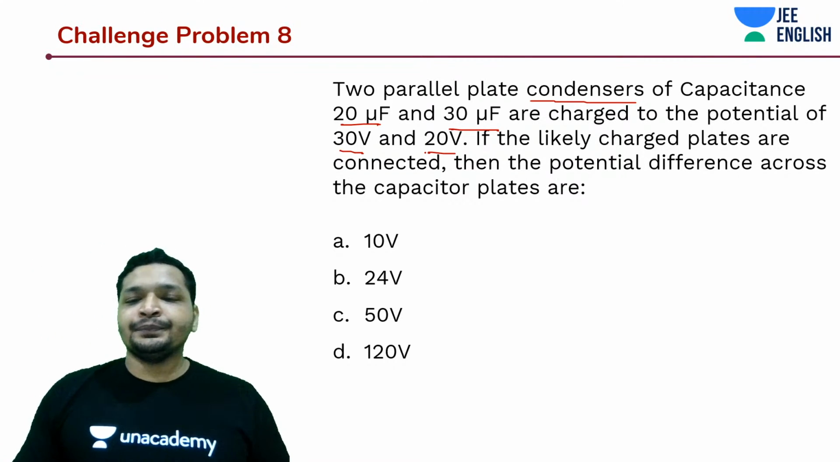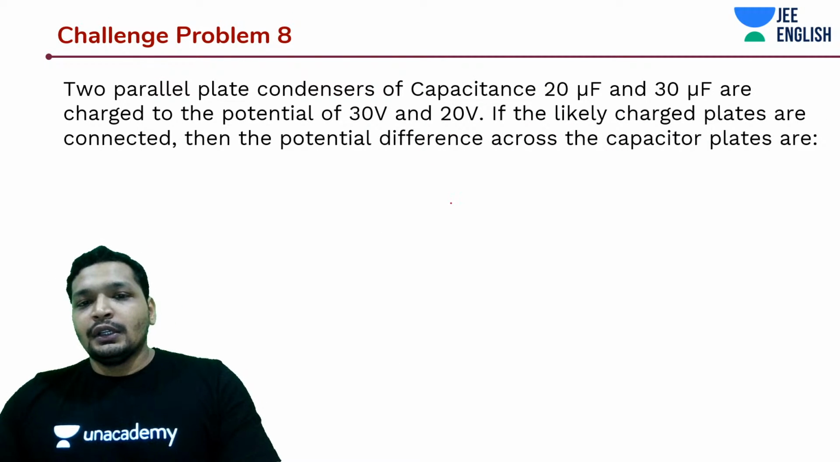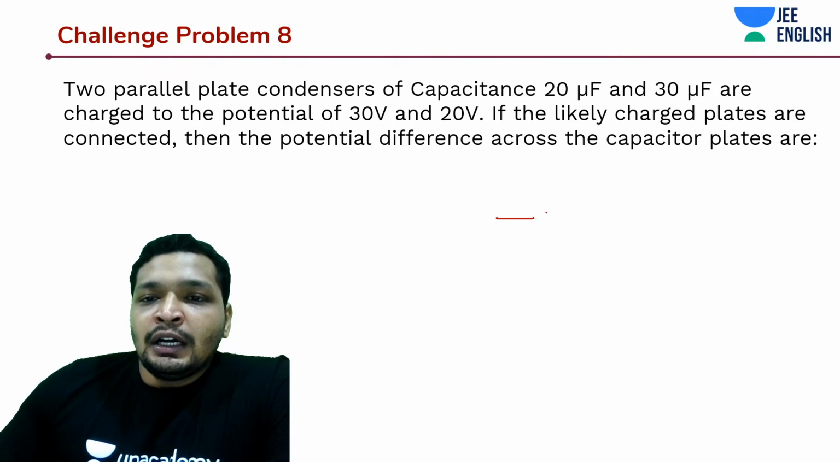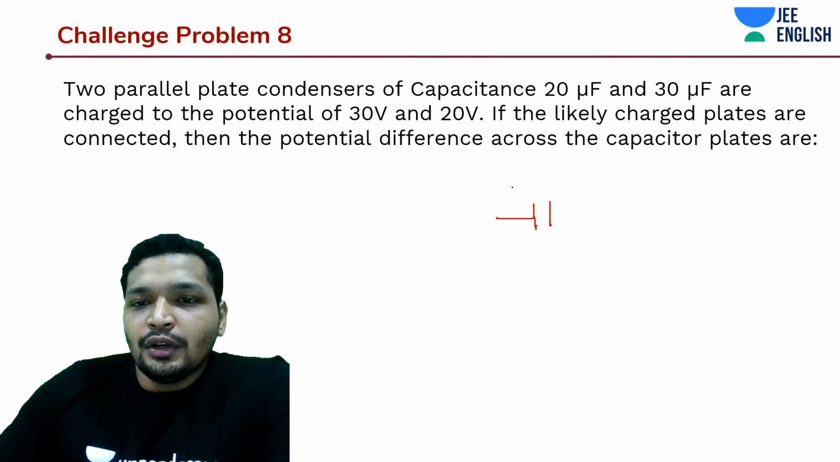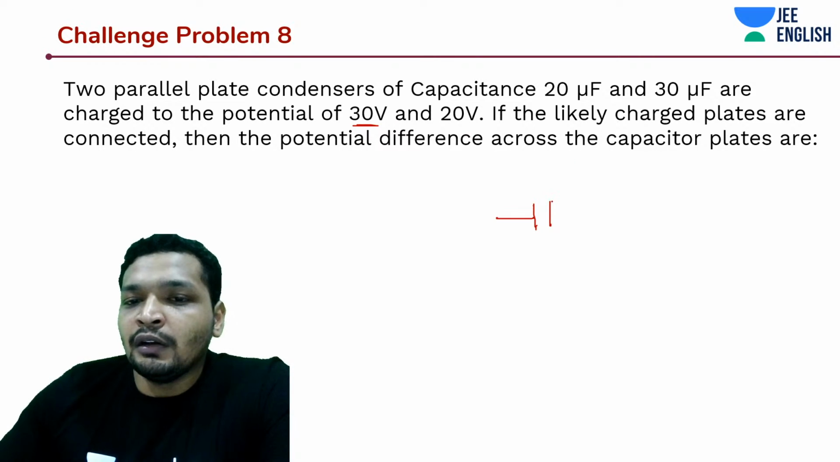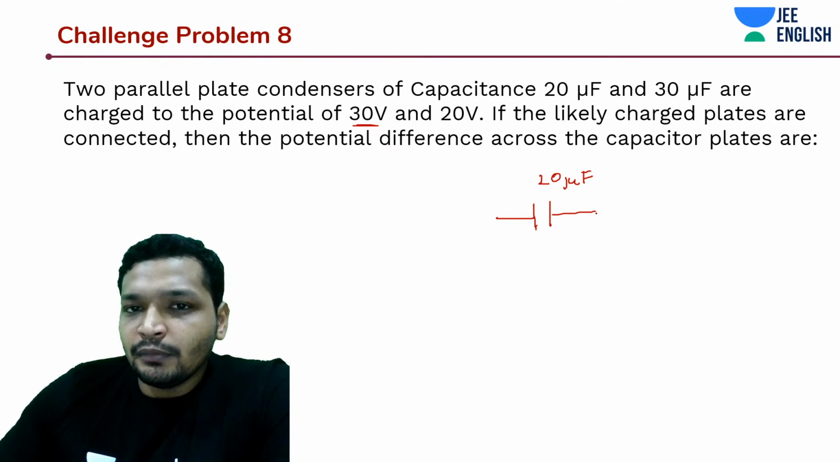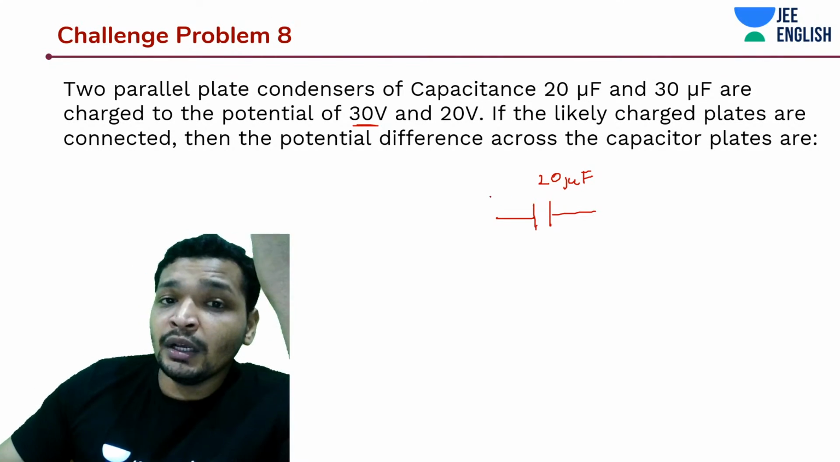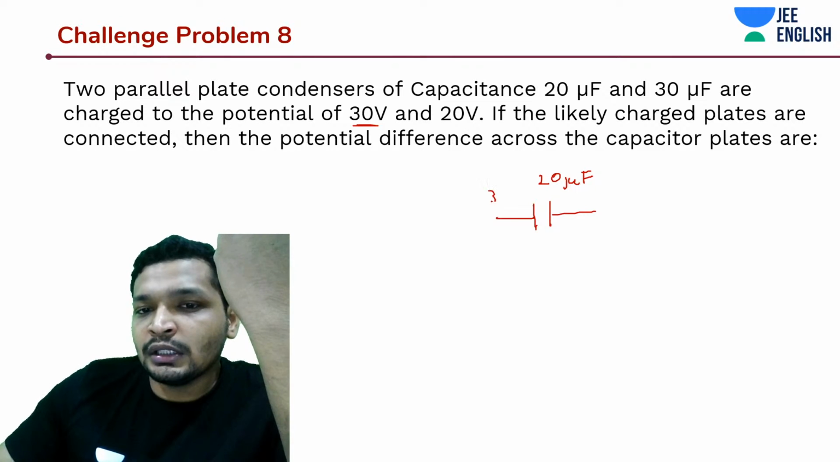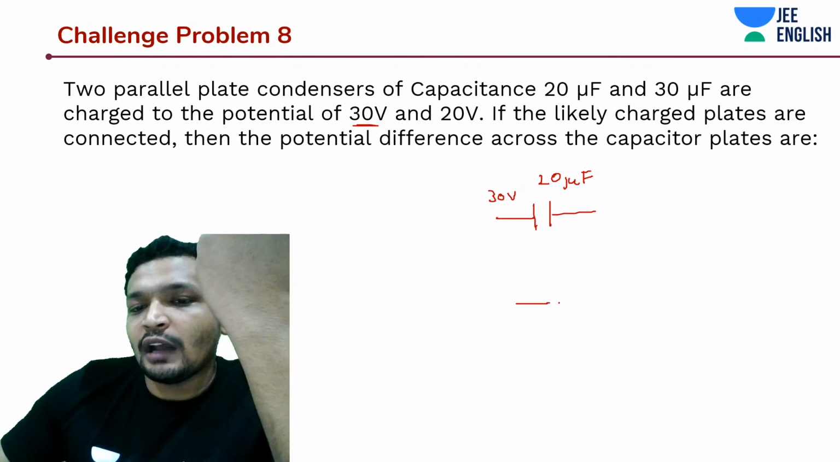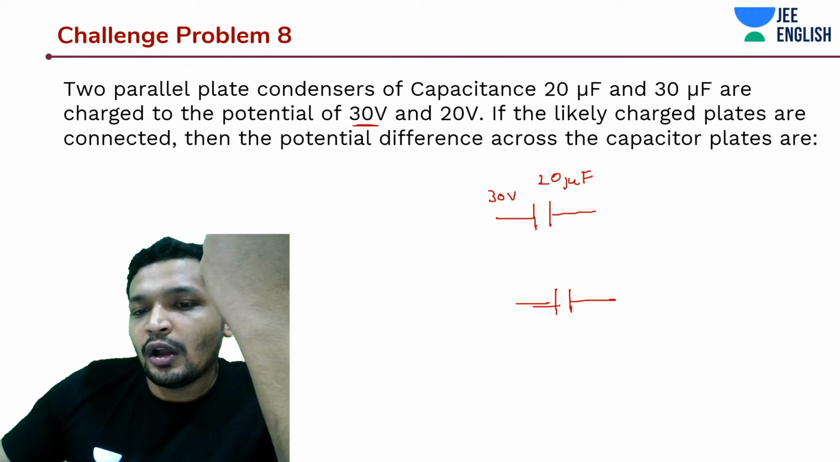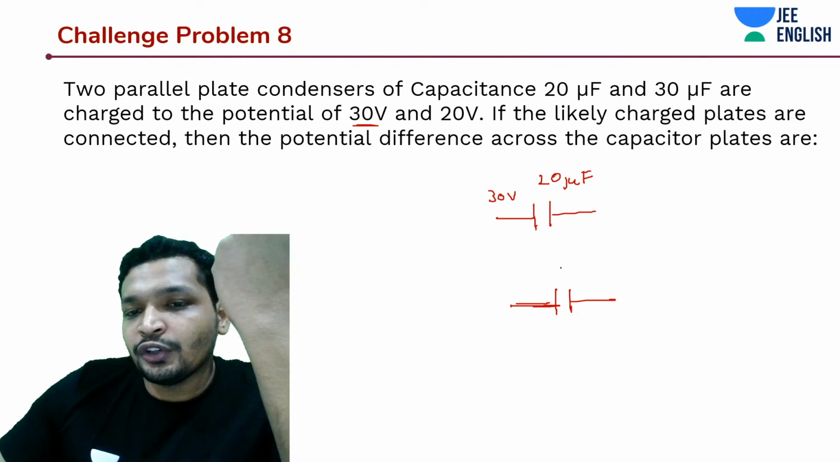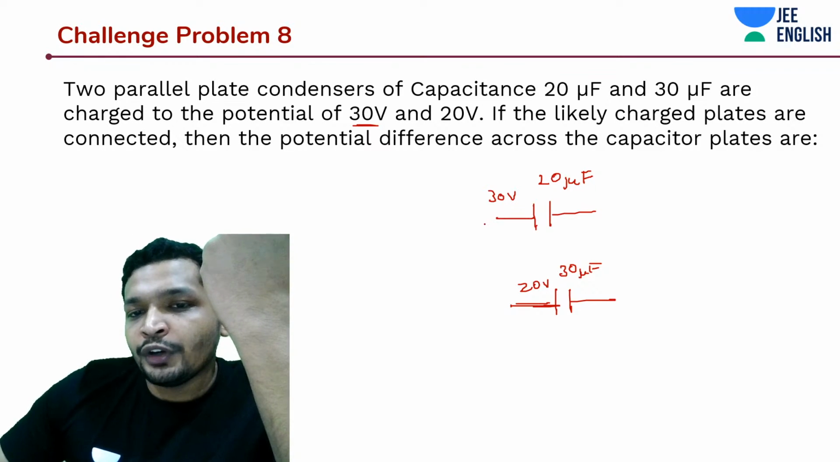Should we get started then? All right. So you have a 20 microfarad capacitor, which is charged to 30, which has a potential difference of 30 across it, and that was before you attach them. This is before attaching them, not after. The other is going to be 30 microfarad and 20 volts. What you need to do is connect them.